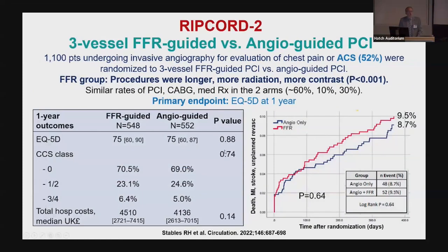In the RIPCORD 2 study, they used 3-vessel physiology compared to angiographic guidance to try to determine which lesion should undergo revascularization with PCI, and there were absolutely no differences, again, in MACE or in quality of life.